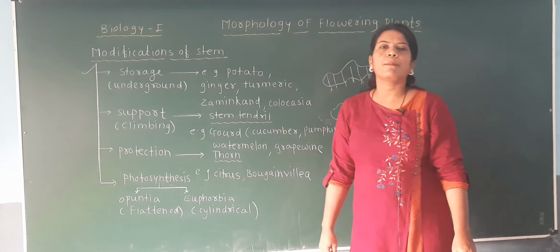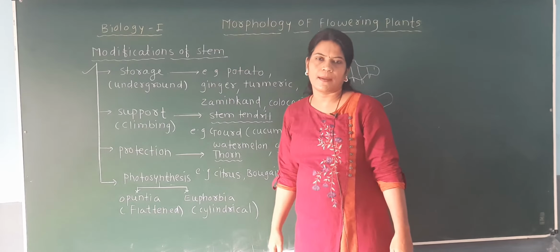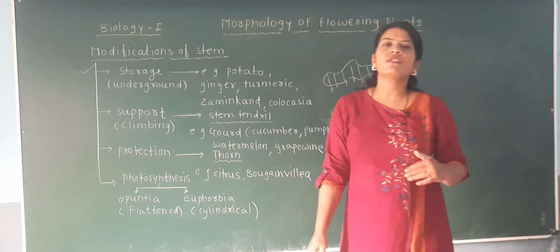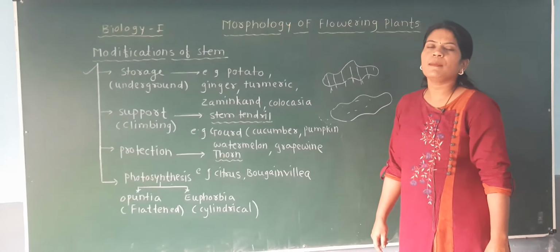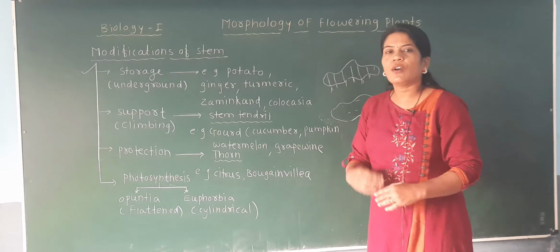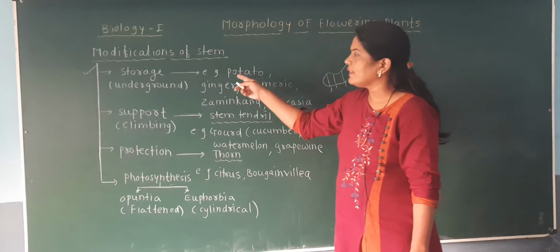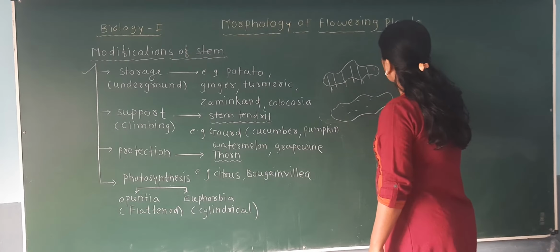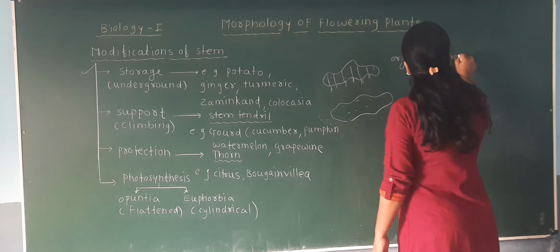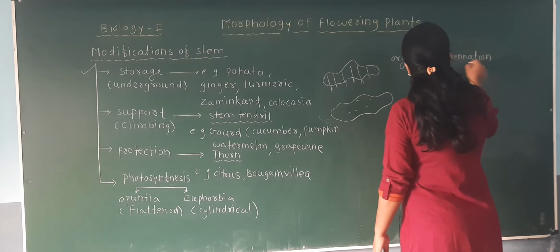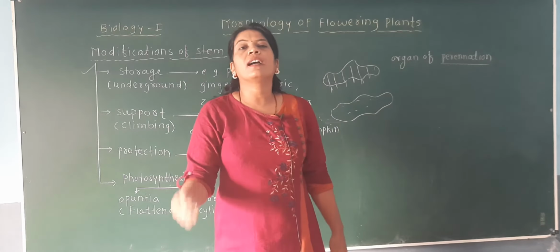These are the 5 examples given under the title storage of food, which is the underground stem. Okay, these are the underground stem which is for the storage of food. And see here you have to also remember that they are not only the organ of storage of food, but one more additional function is carried out by the stem, and they are the organ of perennation. They are the organ of perennation. So what is meant by perennation? Perennation is the ability of the plant to tide over the unfavorable condition.